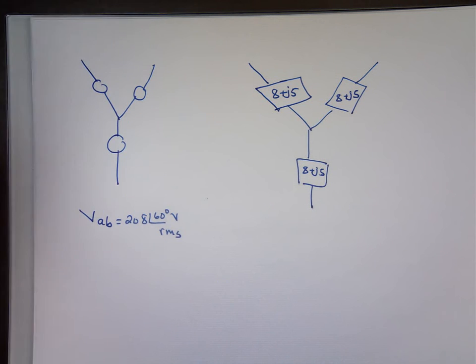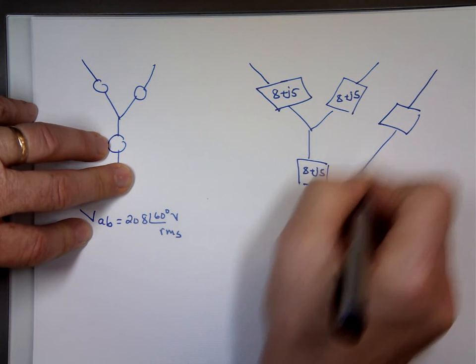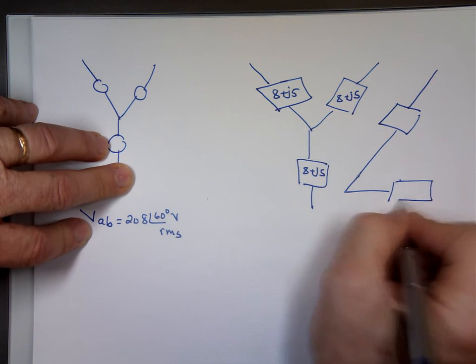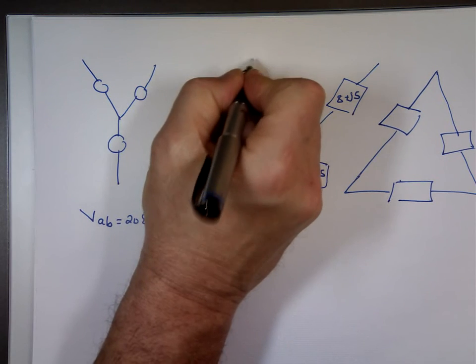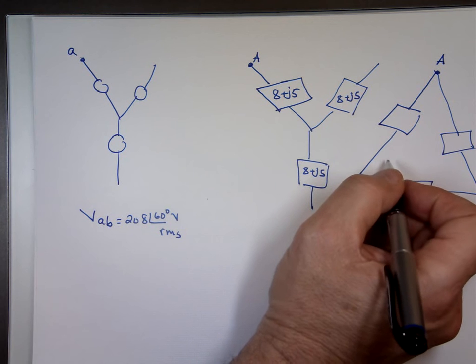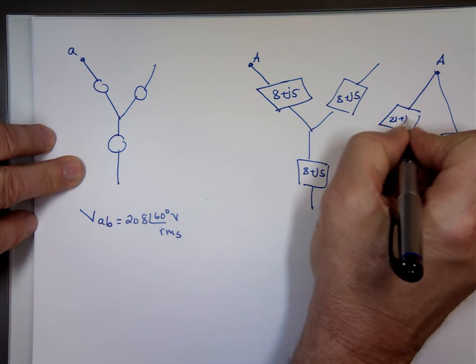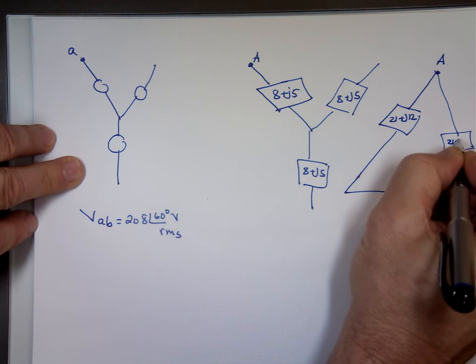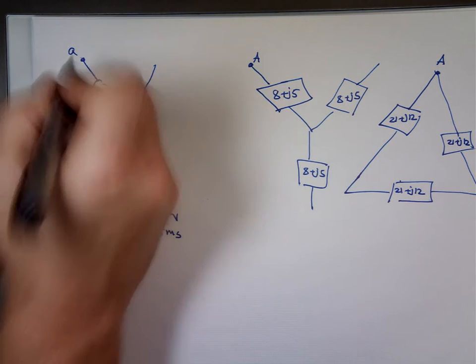In parallel with a balanced delta load. Delta load. In parallel, you said? Yep. So this is A, this is A, this is A. With this delta load, each one is 21 plus J12. So basically you have this attached to this, attached to that one.